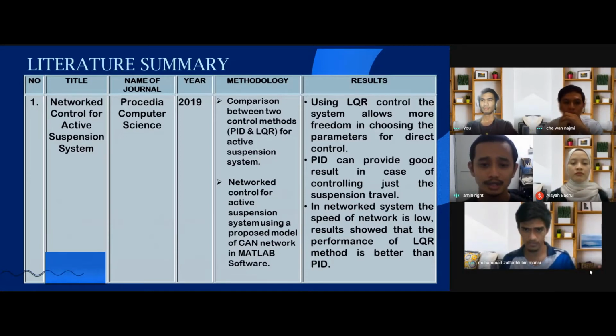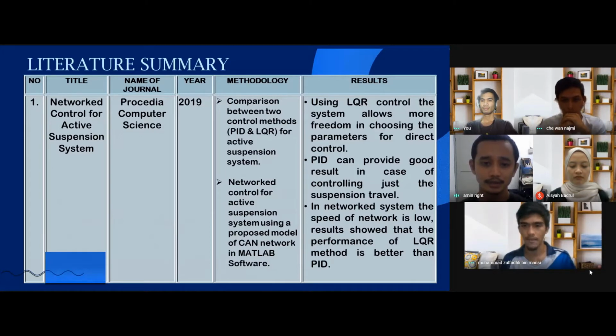For the methodology, they used first a comparison between two control methods, which are PID and LQR, for the active suspension system. Next is network control for the active suspension system using a proposed model of a CAN network in MATLAB software.